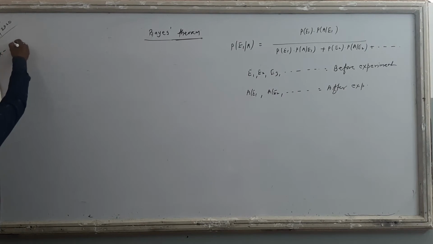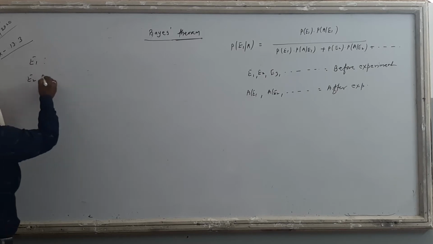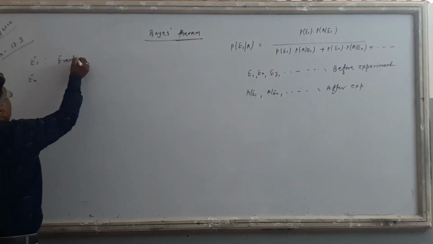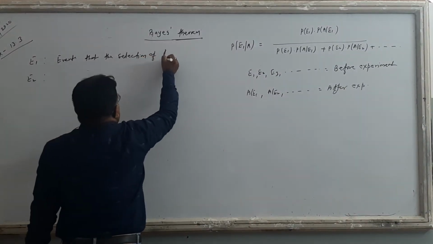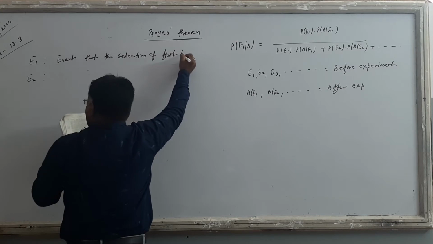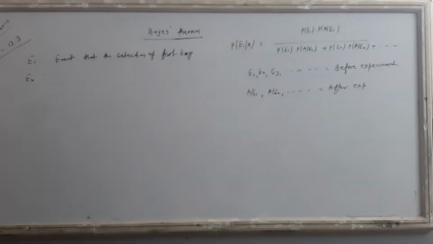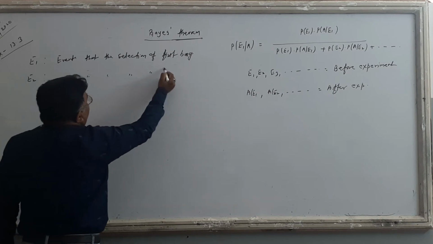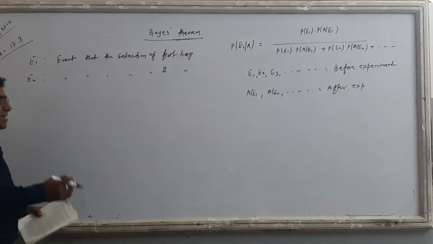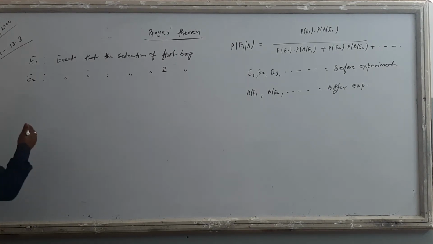So first, let E1 and E2 be events. E1 is the event of selection of the first bag, and E2 is the event of selection of the second bag. The selection of a bag is not an experiment. E1 is the selection of the first bag, E2 is the selection of the second bag.